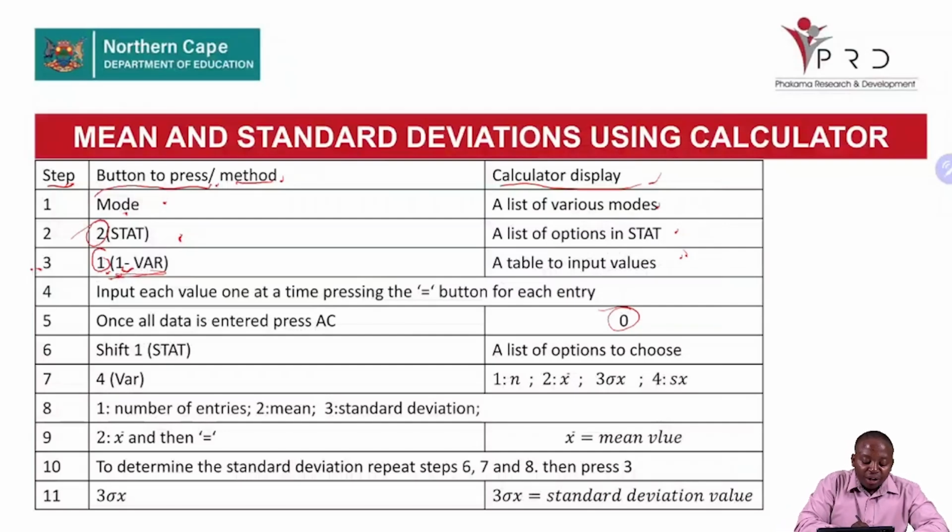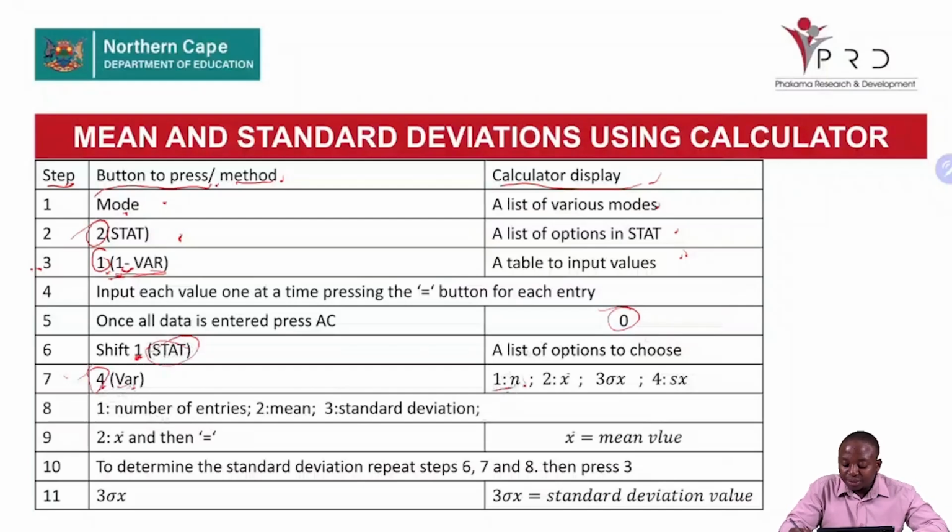Then shift 1 STAT. If your button number 1 doesn't give you the STAT, just look for any button that has STAT written on top of it. Then you're going to see a list of options. Then you look for option 4, which is VAR. Remember, if VAR is not on option number 4, just look for VAR and press that option.